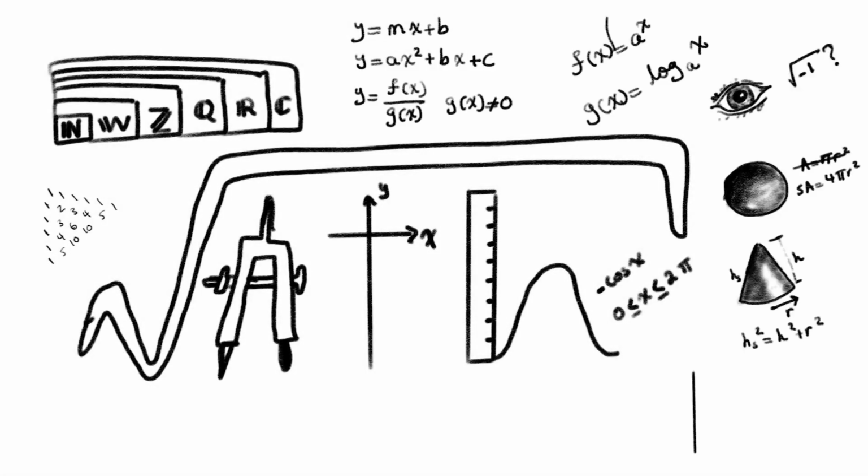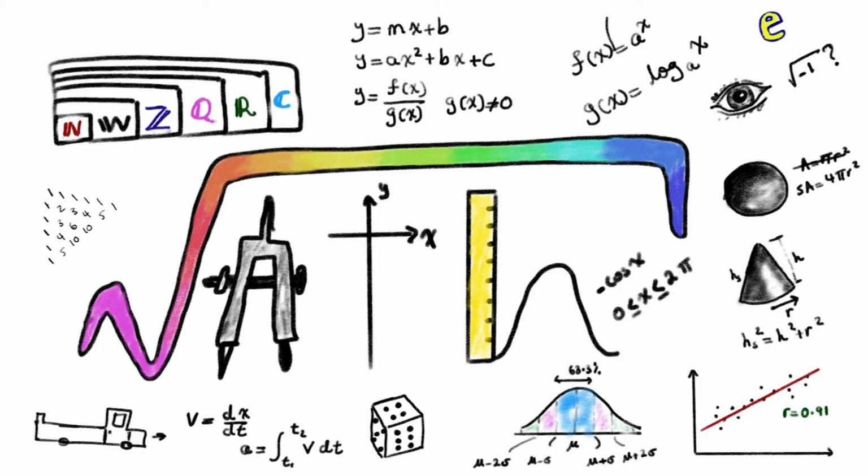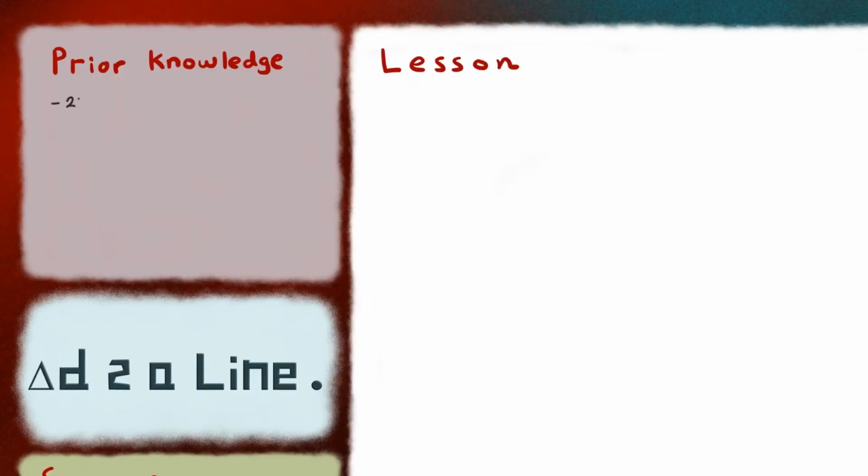Hello and welcome to this video which focuses on the shortest distance from a line to a point. Some of the prior knowledge that will be helpful for this video would be 2-dimensional and 3-dimensional lines, basic velocity vectors, and the dot product.